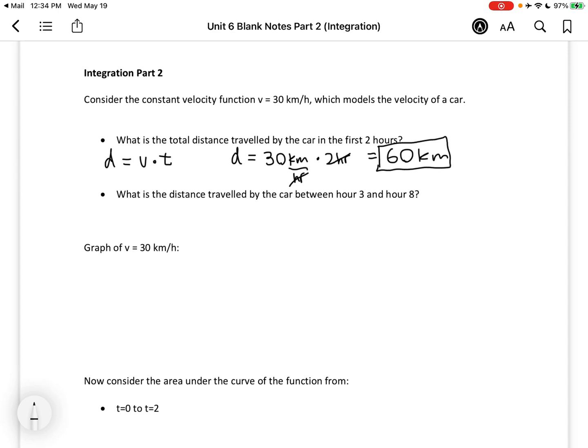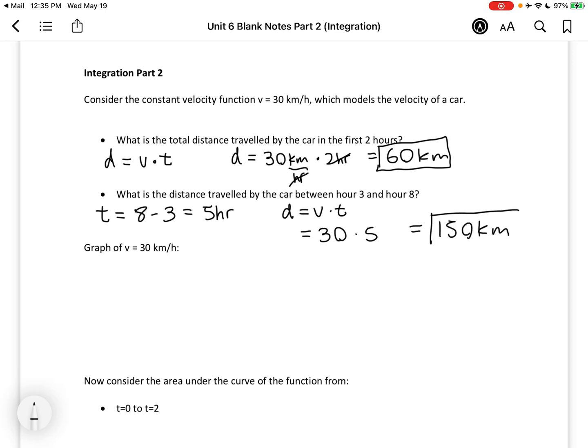What is the distance traveled by the car between hours 3 and 8? Well, between hours 3 and 8, that represents 5 hours, right? So time here will be 8 minus 3, which is 5 hours. So distance again is velocity times time, which in this case is 30 times 5, and that's 150 kilometers. Okay, so hopefully so far this is all manageable.